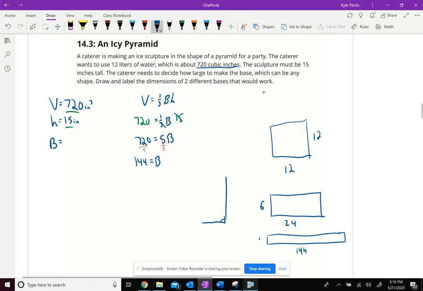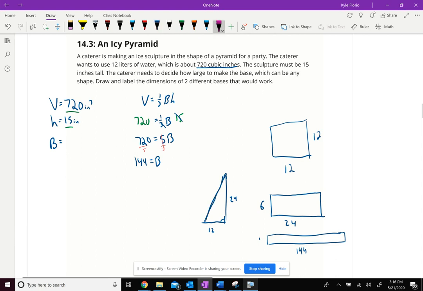maybe if I made this longer. If this was the base and we had it 12 by 24, then the area of this triangle is half of 12 times 24, which half of 24 is 12. 12 and 12 will give me the 144. So this also would have worked if you want to get fancy and use a triangle. I think using rectangles is the easiest way to go.